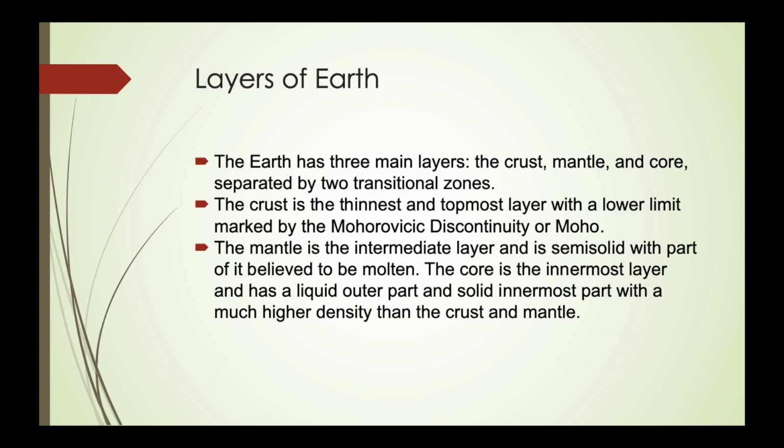The crust is the thinnest and topmost layer with a lower limit marked by the Mohorovicic discontinuity or Moho. The mantle is the intermediate layer and is semi-solid with part of it believed to be molten. The core is the innermost layer and has a liquid outer part and solid innermost part with a much higher density than the crust and mantle.